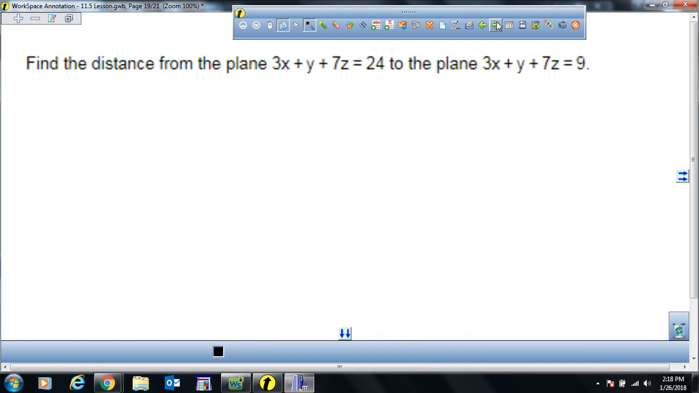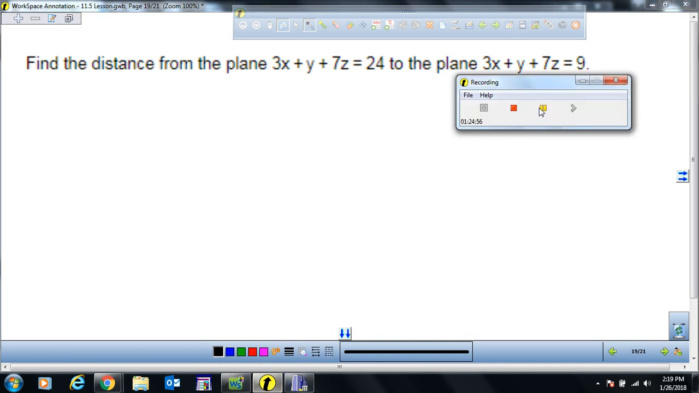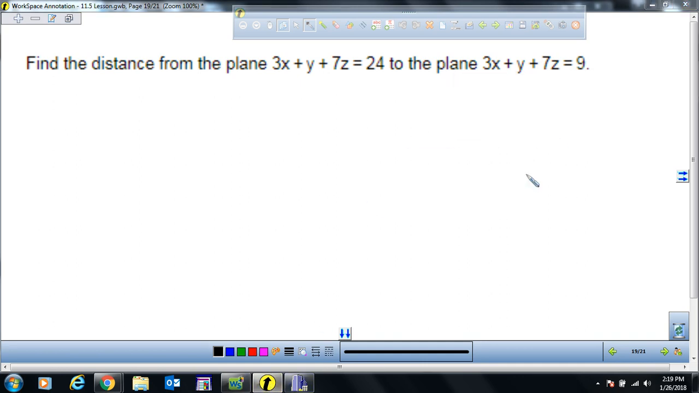Next, now we're going to find the distance from the plane 3x plus y plus 7z equals 24 to the plane 3x plus y plus 7z equals 9. Okay, so for this one, what we need to do is, first of all, look at the two planes. What do we notice?